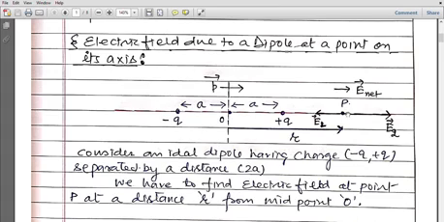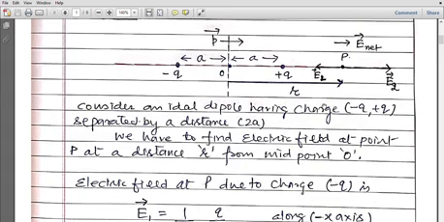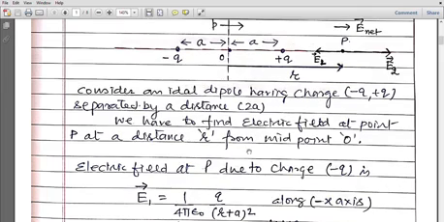Calculate distances. The distance of P from minus q is R plus A, but the distance of P from plus q is R minus A. So this is the remaining distance, and the remaining distance is R minus A. Okay, so first calculate the electric field E1. This is E1 due to charge minus q.